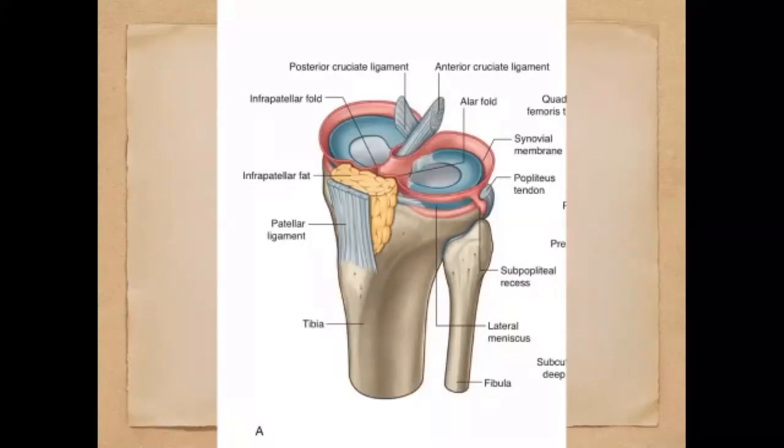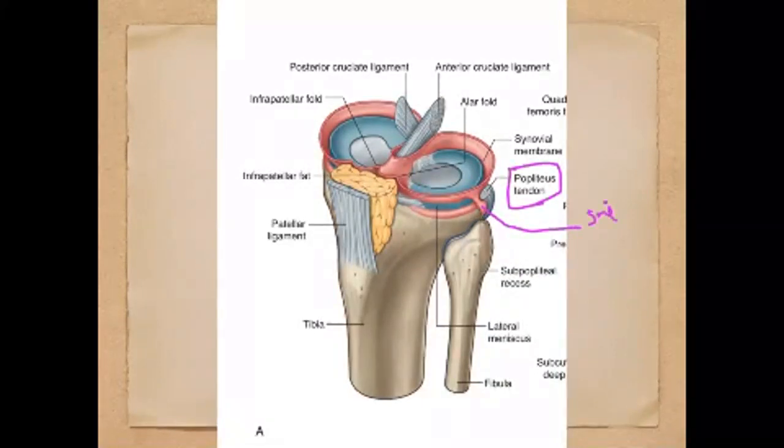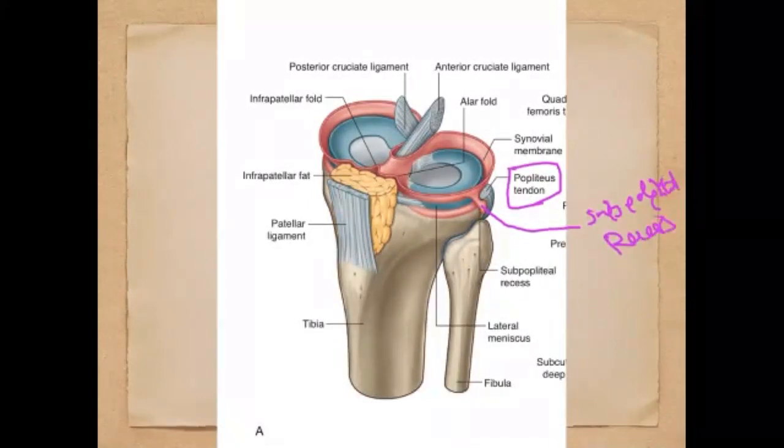Also observe the popliteus tendon, and under the popliteus tendon there is an invagination of synovial membrane. This is called the subpopliteal recess. There are two recesses like this. The first one is the subpopliteal recess, which prevents friction from the movements of the popliteus, because popliteus unlocks the knee joint.